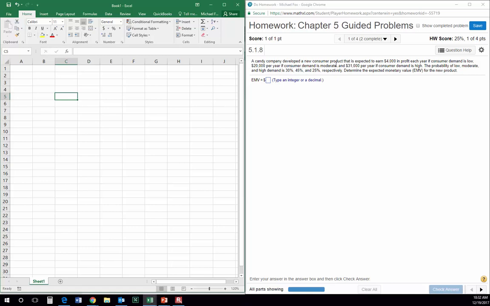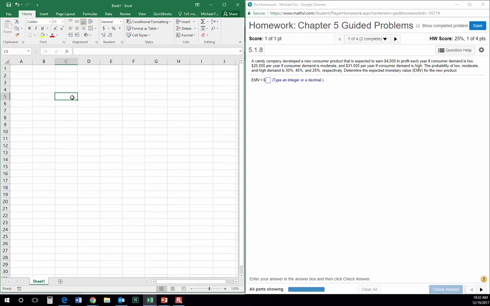So a candy company developed a new consumer product that is expected to earn $4,000 in profit each year if demand is low, $20,000 if it's moderate, and $31,000 if demand is high. The probability of low, moderate, and high is 30, 45, and 25 respectively. Determine the expected monetary value for the new product.